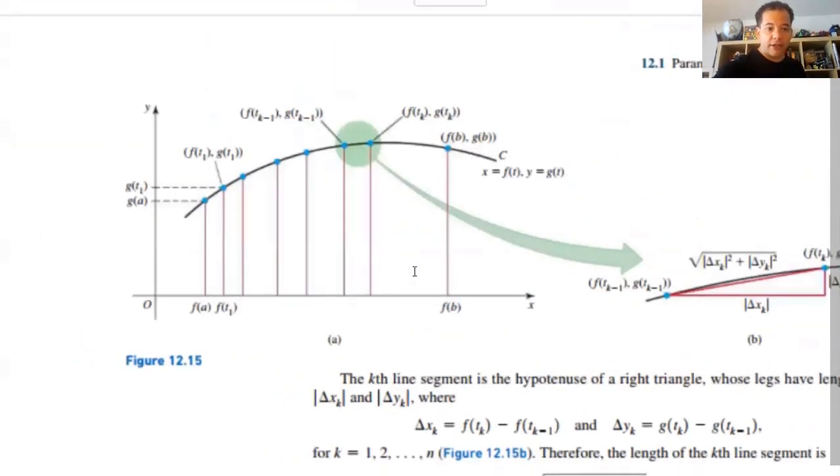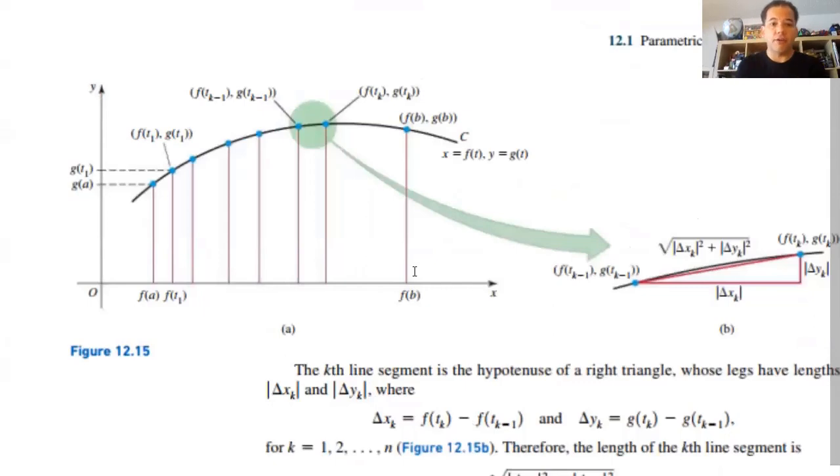So imagine that we have a parametric curve like the one you see on the screen right now. It starts over here at f of a, g of a, and it finishes over here at f of b, g of b. What we're going to do is split the time from a to b into little intervals of time. Time 1, time 2, time 3, time 4, etc. And then we look at the points. This is at time 1, this is what happens at time 2, time 3, time 4, etc.